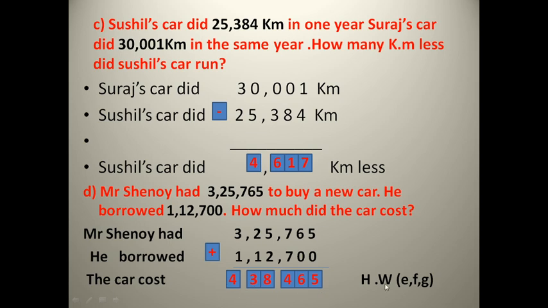This is the cost of the car. Now this is a homework exercise, same exercise, numbers E, F, and G.